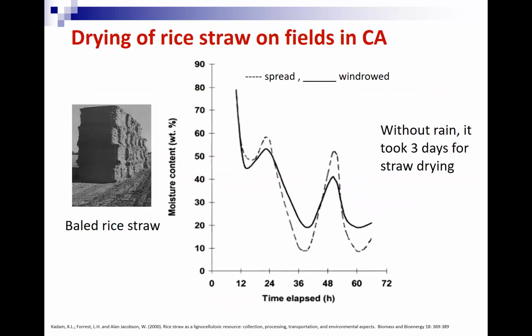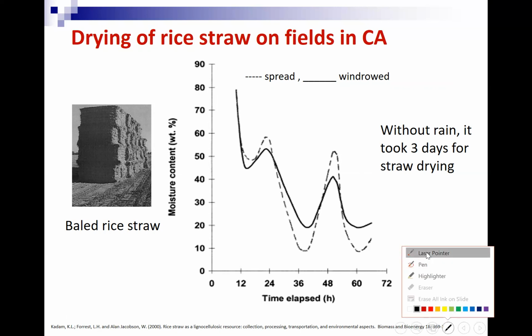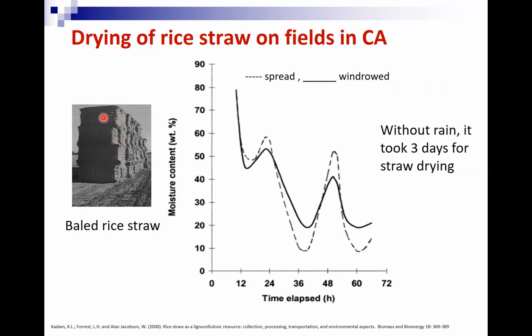Okay, so here, the most common method for drying is just sun drying in the field. For example, here is an example of drying rice straw in the field in California. So the baled rice straw can be stored in this shape here on the left hand side. You can find this pile of baled rice straw, and it can be dry after some days.